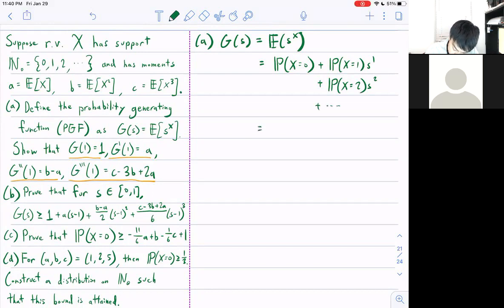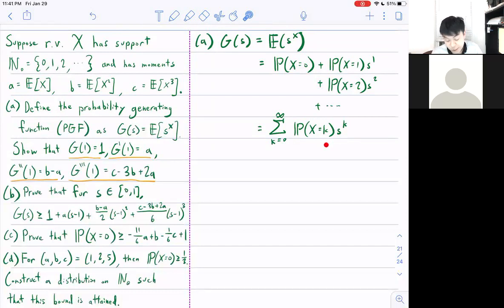And then using summation notation, this could be more compactly written as the probability that X equals k times s to the kth power. So when you perform a series expansion of the probability generating function, the coefficient of the monomial s to the kth power is the probability that the random variable actually equals that value. So that's how it generates probabilities.